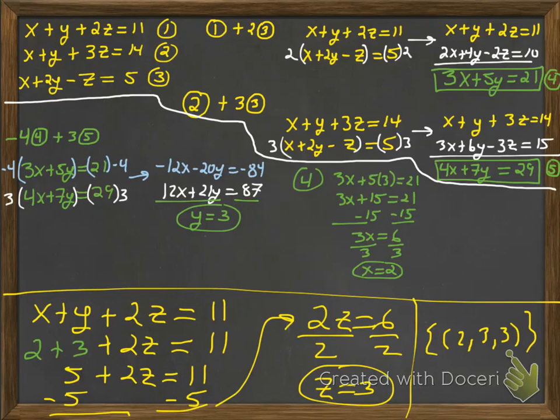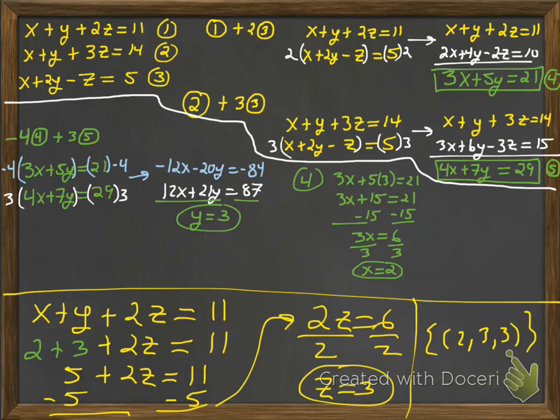And then the next one, x is 2, y is 3, z is 3. 3 times 3 is 9. 2 plus 3 is 5, plus 9 is 14. Works in that one. And the last one, x is 2, y is 3, times 2 is 6, z is 3. 2 plus 6 is 8, minus 3 is 5. Works in that one. So happy times, it works in all 3 equations.